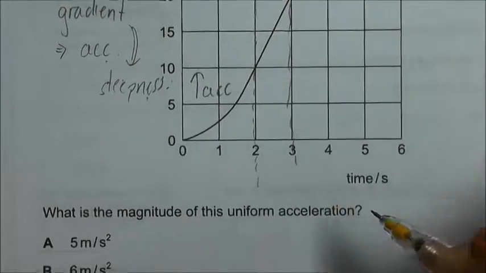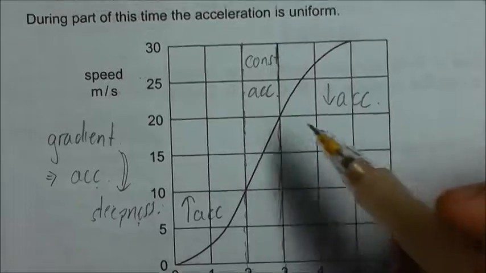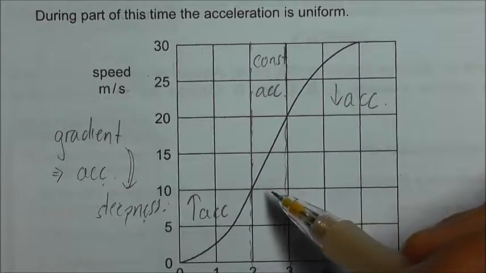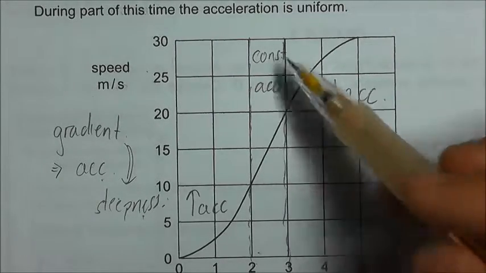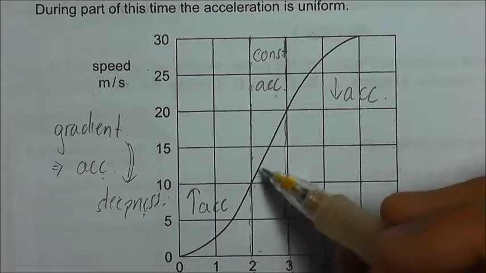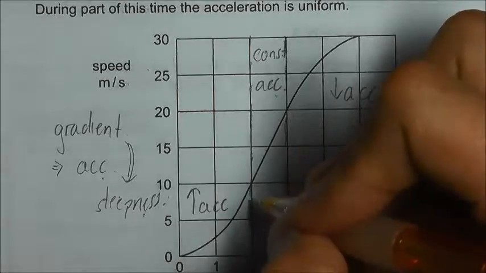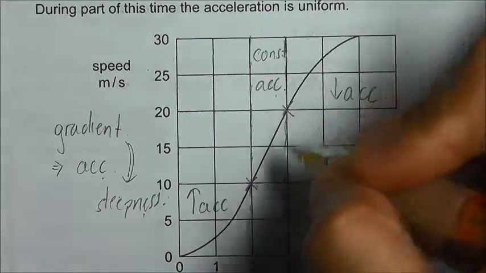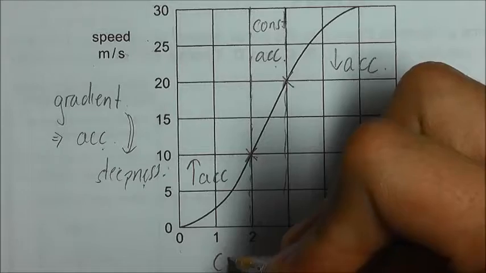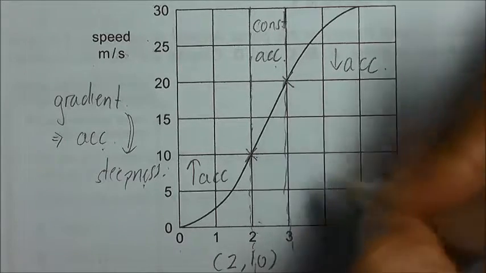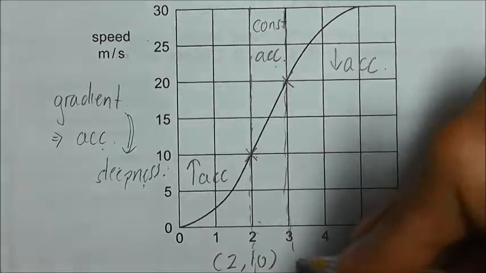Okay, now we have the question, what is the magnitude of this uniform acceleration? So the part that the acceleration is uniform is this part from 2 to 3 seconds where the acceleration is constant. So we will write down the 2 coordinates here so that we can use the gradient formula to find the acceleration. This point here, we have the coordinate 2, 10. And this point here, we have the coordinate 3, 20.